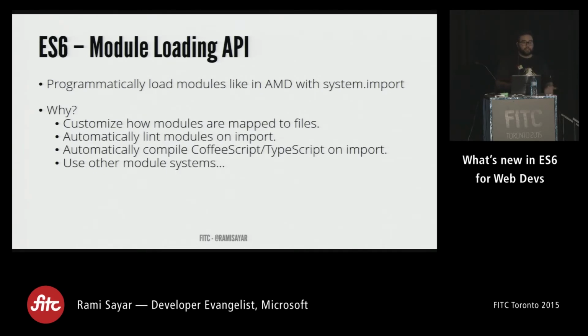And you can also make it so that you can automatically lint modules whenever you import them. That's pretty neat. You can also automatically compile CoffeeScript and TypeScript. You could do anything that can be done in JavaScript whenever you're loading these modules. And of course, if you wanted to stay with the existing module system that you have, you can just use other module systems as your import function. So you can keep that legacy component as well.